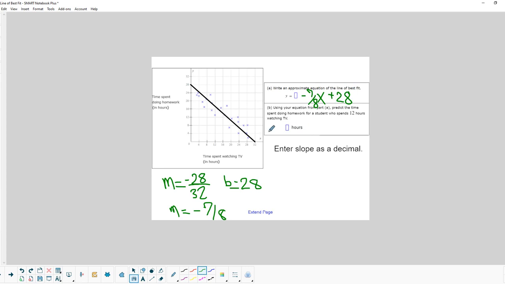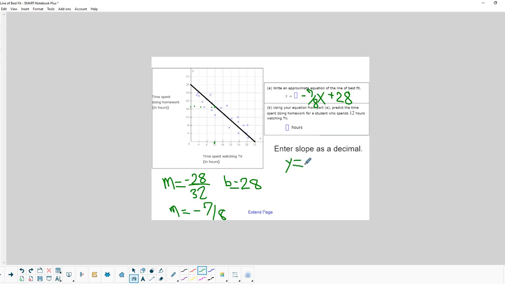All right, now by using that equation from part A, we predict the time spent doing homework for a student who spends 12 hours watching TV. Well, 12 hours watching TV would be about here. So that intersects with our graph up here. So it's going to be somewhere a little above 16. But we can actually find a pretty good value by just plugging that in. It says that we can use a decimal if necessary. So let's write it down.